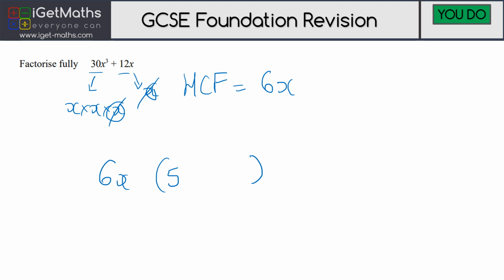And we want a 30x cubed. So we've already got an x here, so we need to times it by the remaining x squared to give you x cubed. Then we've got 6x on the outside. How do you get that to become a 12x? Well, you're going to times that by 2, and 6x times 2 will give you 12x, and that's it, and you're done.